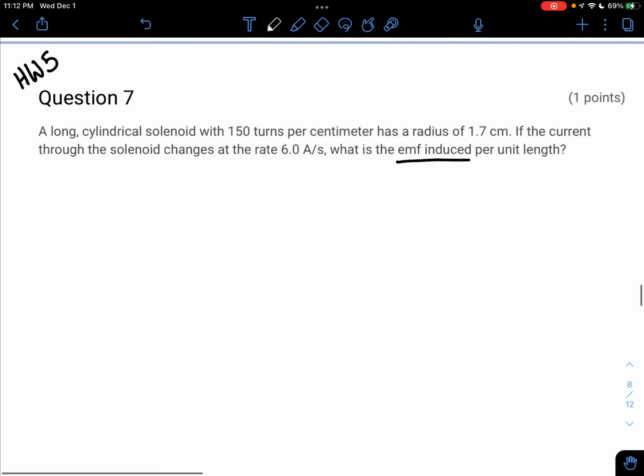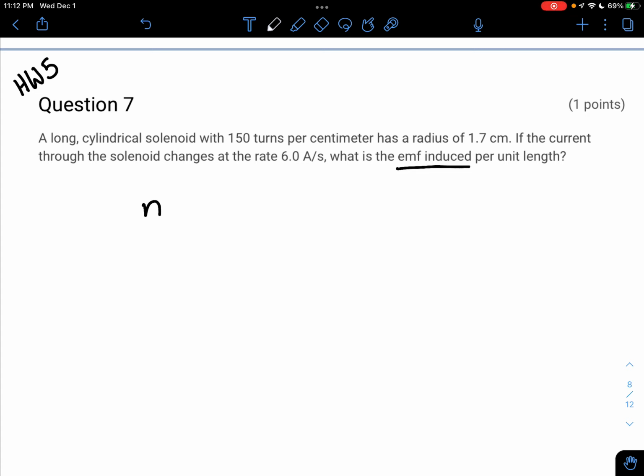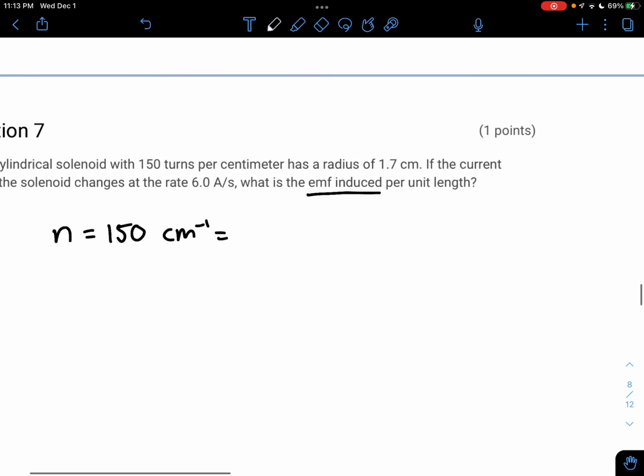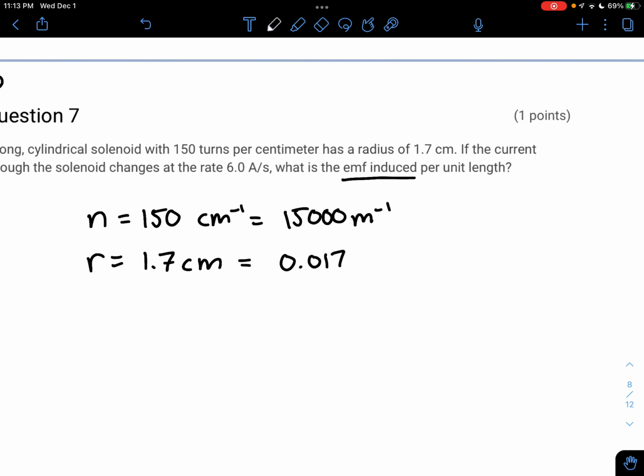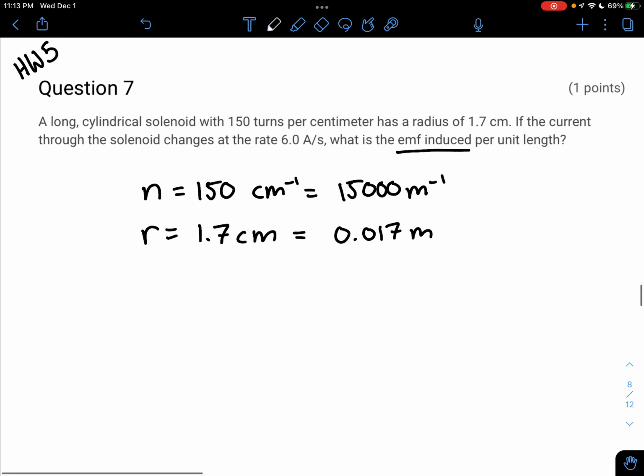Right, so we're given 150 turns per centimeter. Since it's turns or loops per unit length, we're going to use the lowercase n. Again, base units, always base units. That's going to be 15,000 per meter. We're given a radius, 1.7 centimeters. Again, base units, 0.017 meters. We're also given the rate of change of the current, di dt, which is 6 amps per second, already in base units. Lovely, don't have to do anything with it.